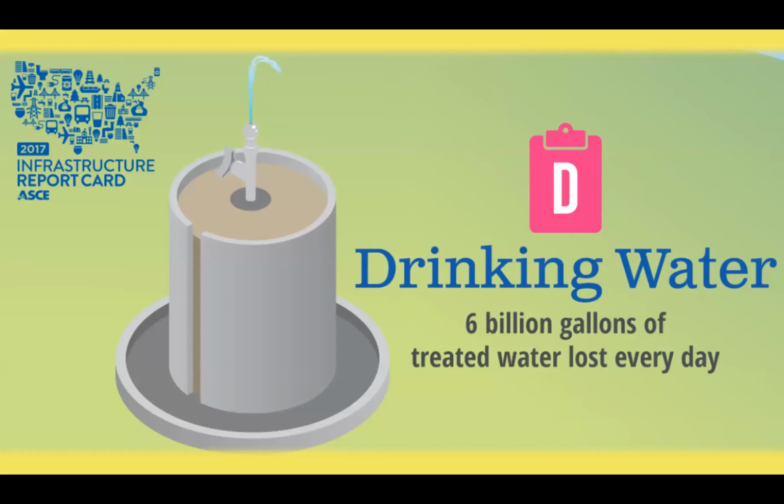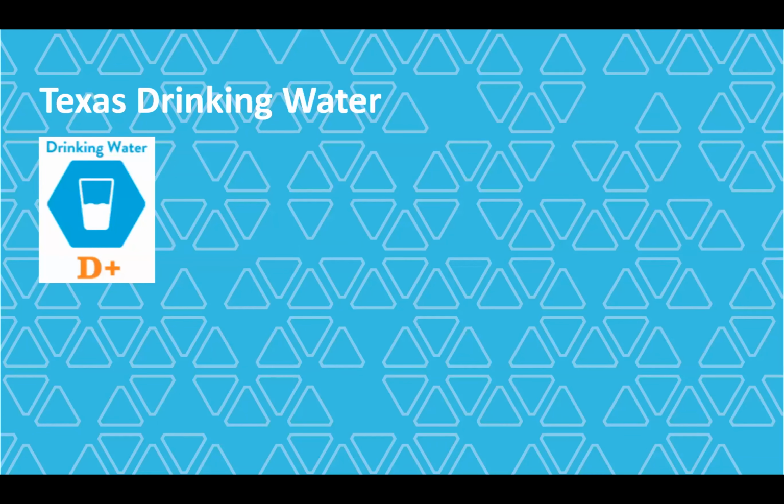So nationally, drinking water gets a D, and one of the main drivers on this one is that 6 billion gallons of treated water is lost every day. So ASCE is viewing this, at least this particular statistic here, in terms of water quality, water loss. Again, my bias is a structural engineer. I'm looking at other parts of the process that I'll get into in just a minute. So they nationally get a D, Texas gets a D+, just barely ahead of the average.